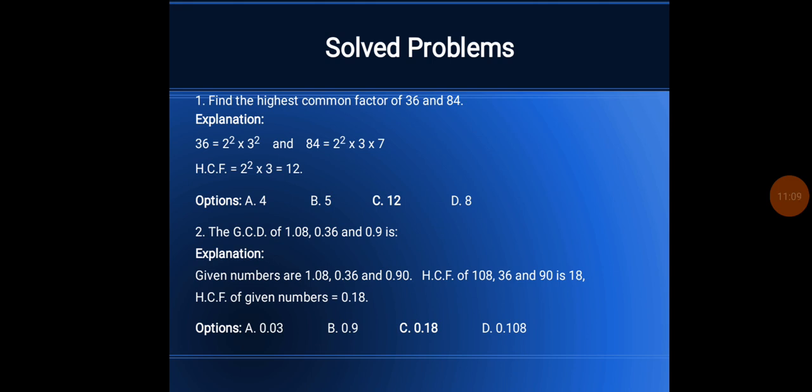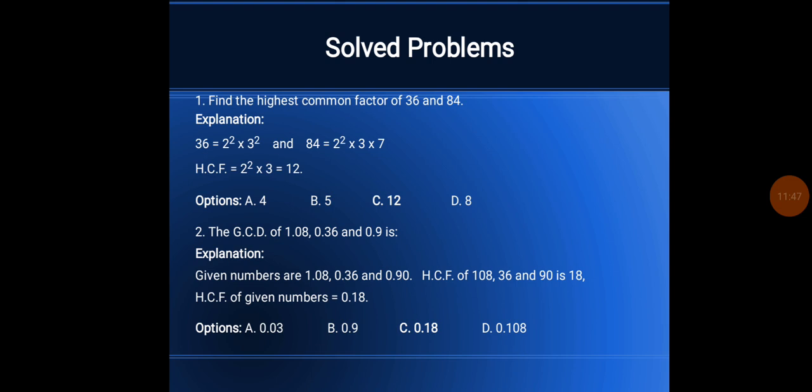The next question is the GCD of 1.08, 0.36 and 0.9. We have to find the GCD of these numbers. First we convert the decimal numbers into whole numbers by multiplying by 10, 100, 1000, and so on. Here we take 1.08 and convert it into a whole number. After the decimal point there are 2 digits, so we multiply 1.08 by 100.